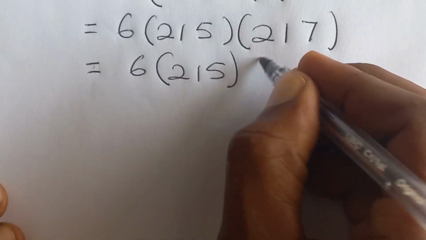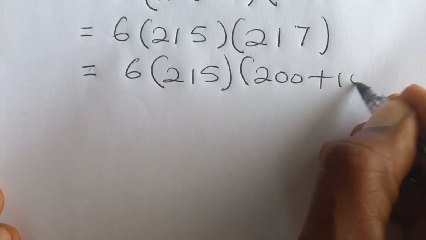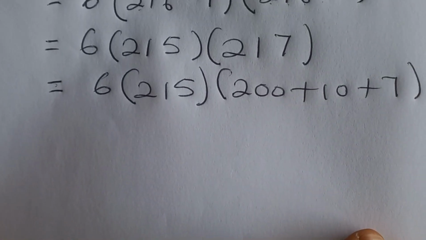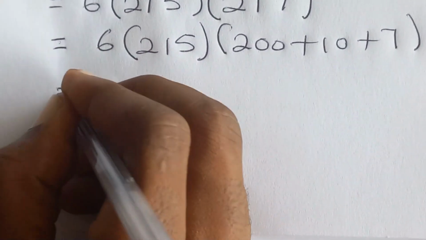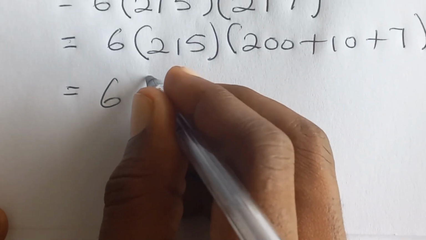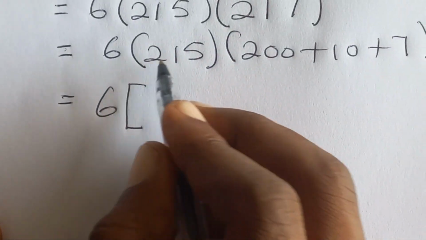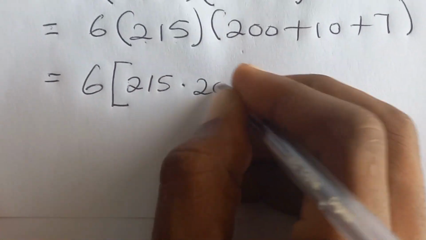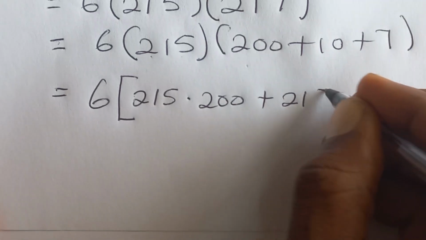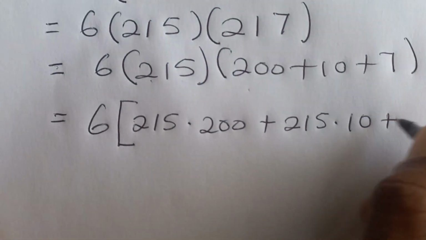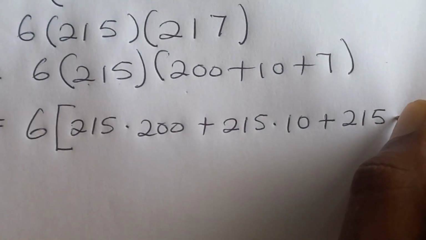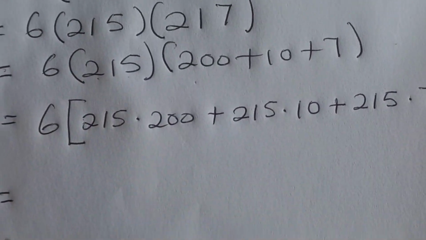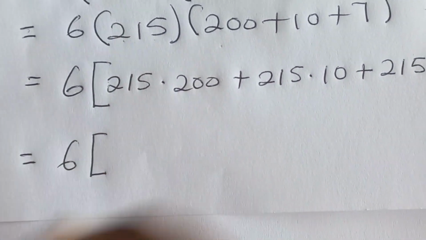So now it's equal to 6 into bracket 215, bracket close. Let's express 217 as 200 plus 10 plus 7 so that it will be easy to multiply. So now we are going to get 6 into bracket 215 multiplied by 200 plus 215 multiplied by 10 plus 215 multiplied by 7, like this, which is equal to 6 into bracket.